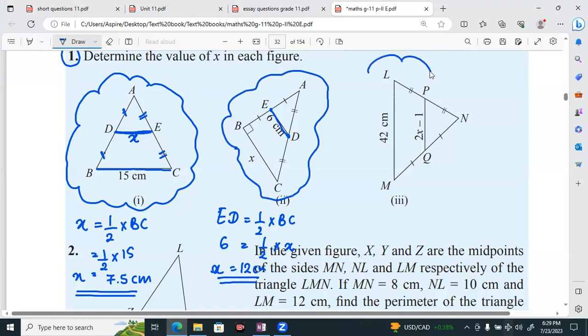Now, when it comes to the third question, okay, let's look at the third question.